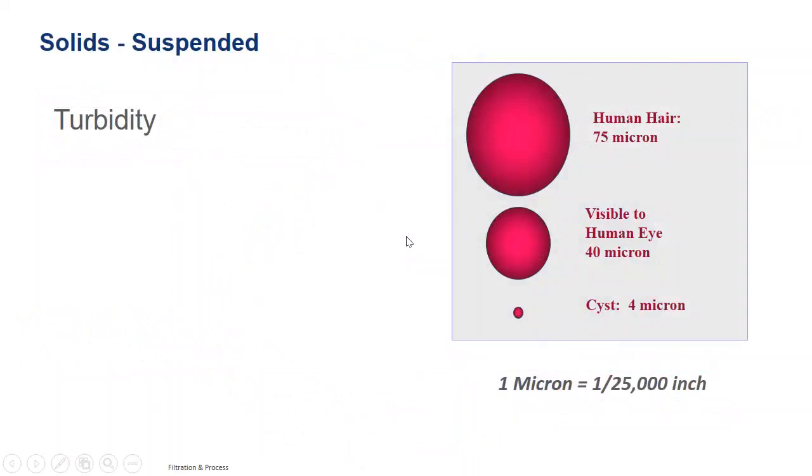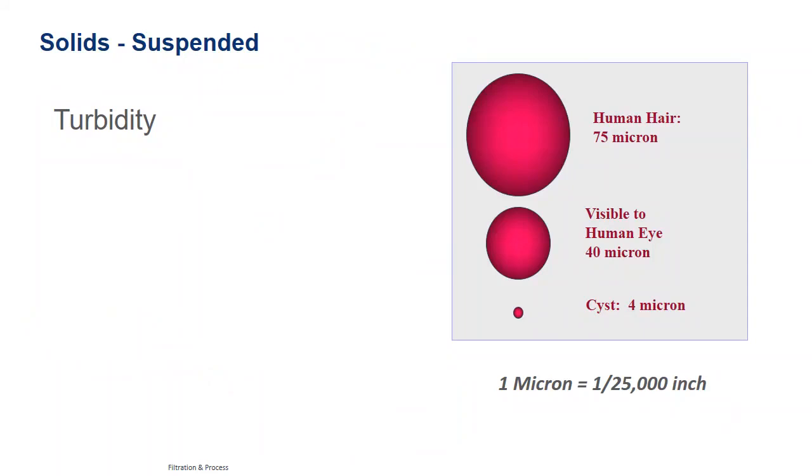So when we start talking about contaminants, how we get rid of them, we're going to start with solids. Why? Because these are the easiest things for us to approach, attack, and remove from solution. A human hair is about 75 microns. What's visible to the human eye is right around 40. And cysts range in size from 1 to 4 microns.